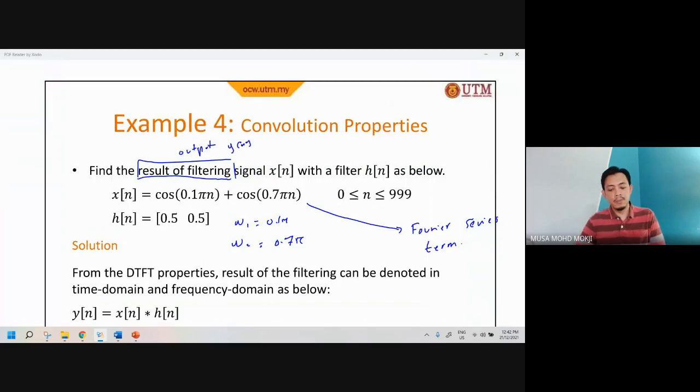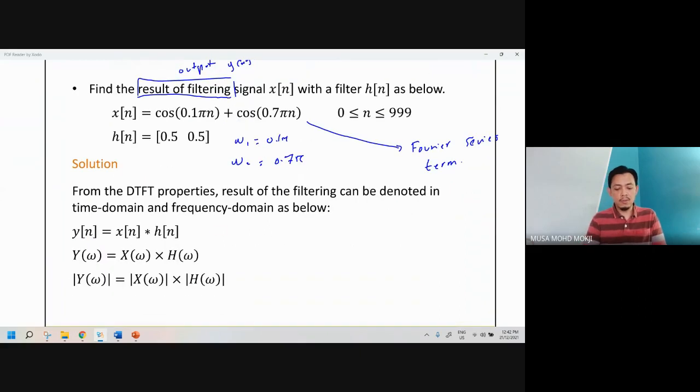Okay, so what is the relationship? From the DTFT properties, results of the filtering can be denoted in time domain and frequency domain as below. Where y[n], this is in time domain. In time domain, it is a convolution. x[n] star h[n], so star is not multiply, star is convolution. Convolution between x[n] and h[n].